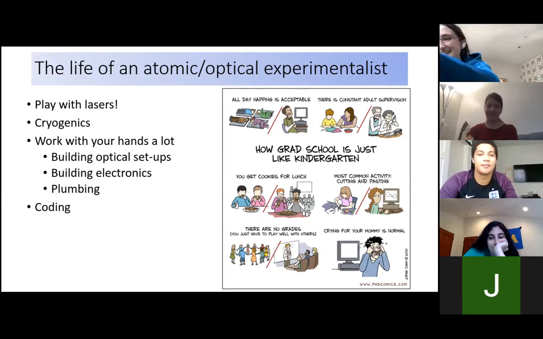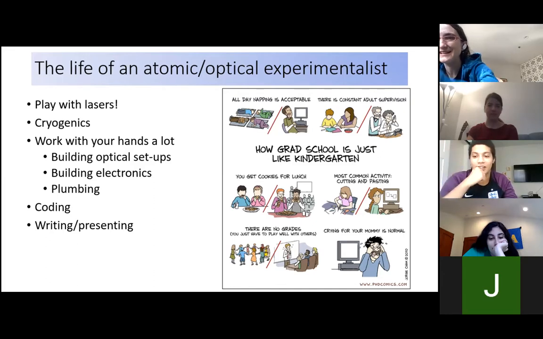But it's a good skill. It's something that comes in handy all the time. And I do a lot of writing and presenting.